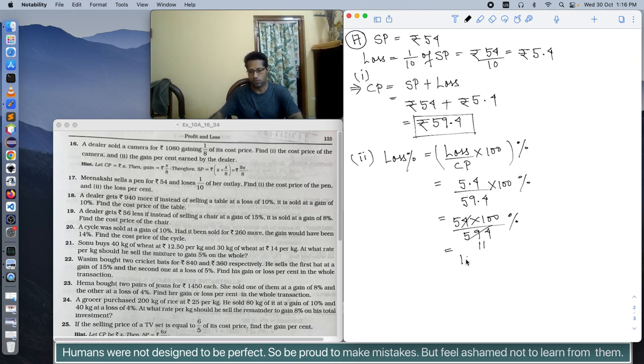So this is equal to 100 by 11 percentage, which is an improper fraction. So let's convert 100 by 11 to a mixed fraction, and we have 9 and 1 by 11 percentage. So the loss percent is 9 and 1 by 11 percentage.